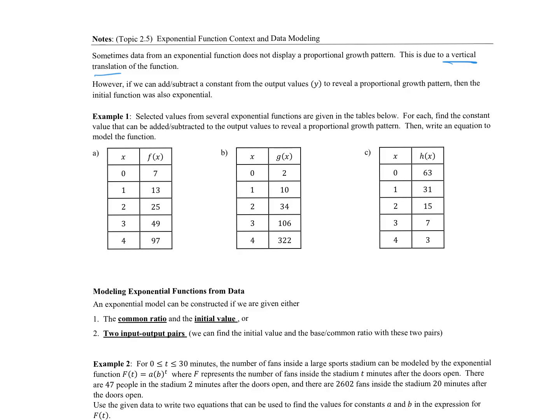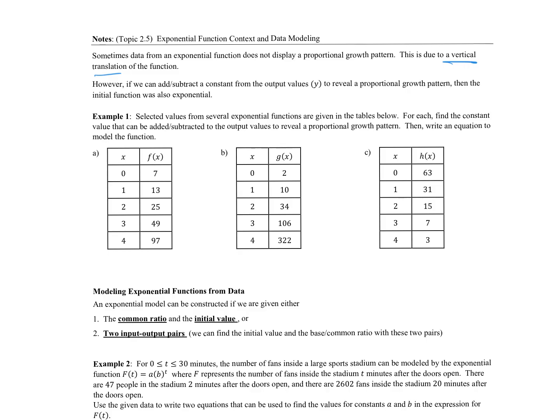All right, so let's go to example 1. Selected values from several exponential functions are given in the tables below. For each, find the constant value that can be added or subtracted to the output values to reveal a proportional growth pattern. Then write an equation to know the function. All right, so let's write our equation of our function.